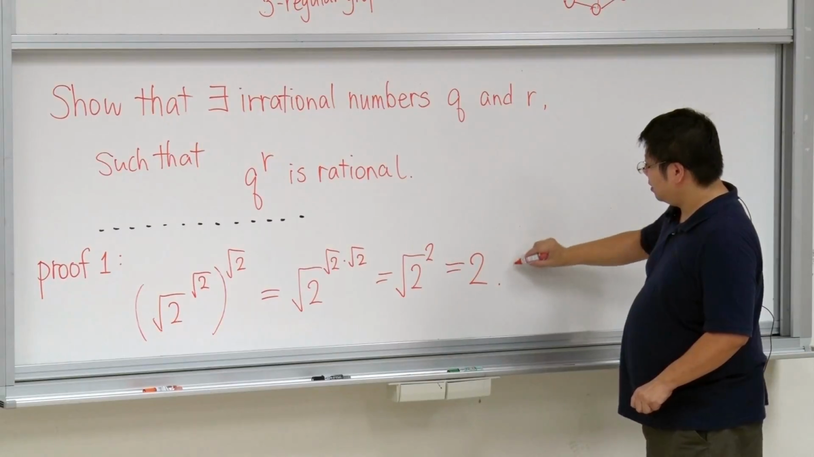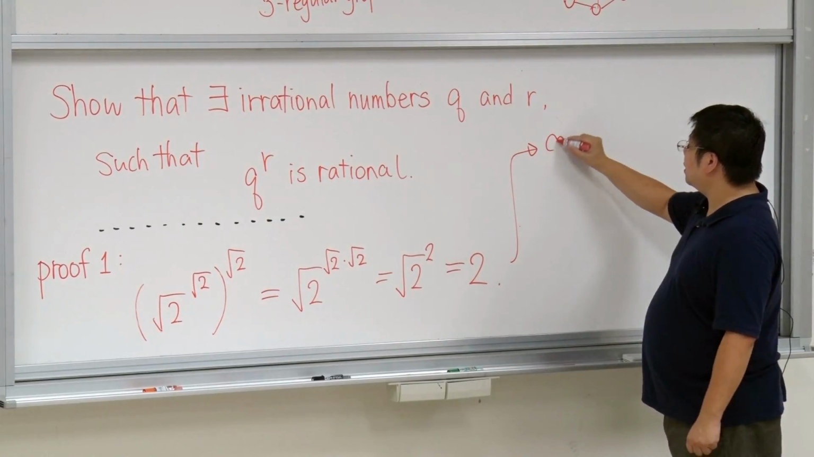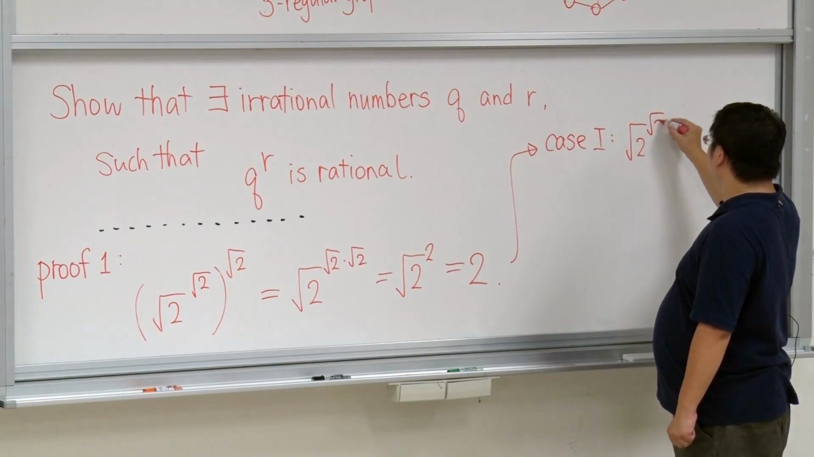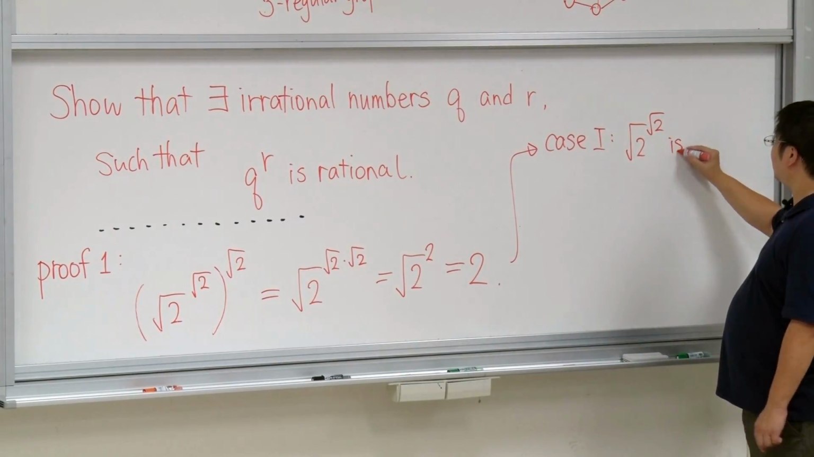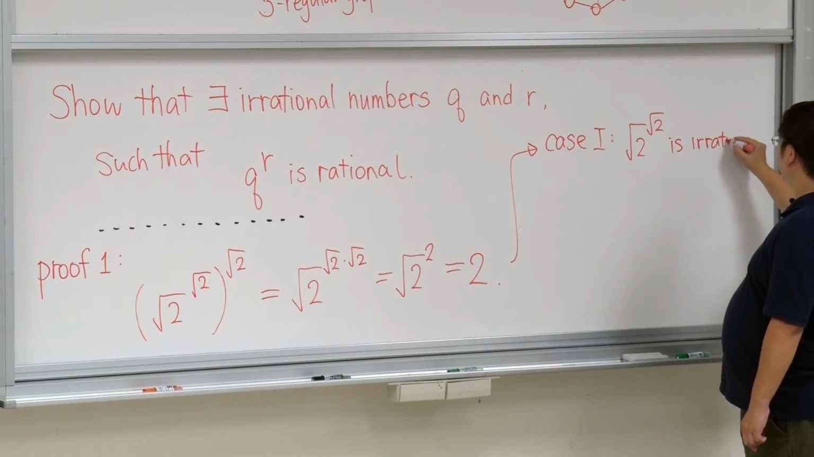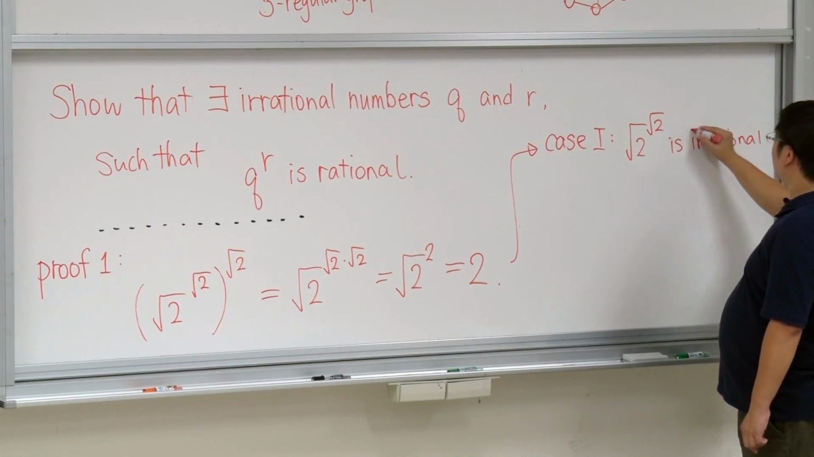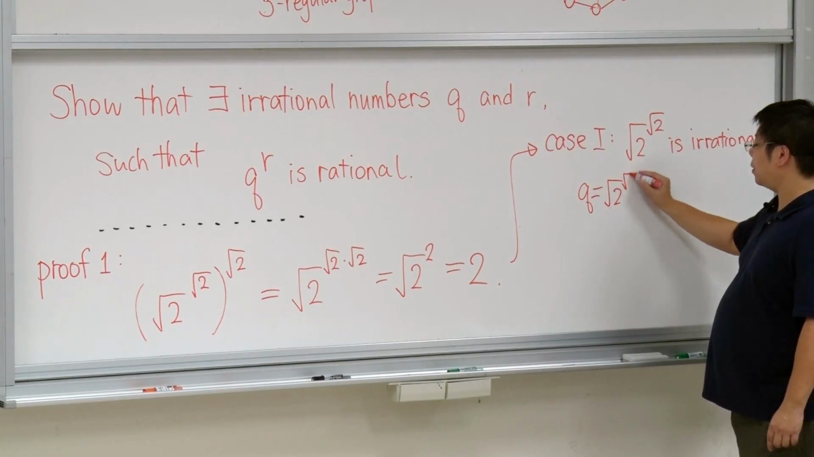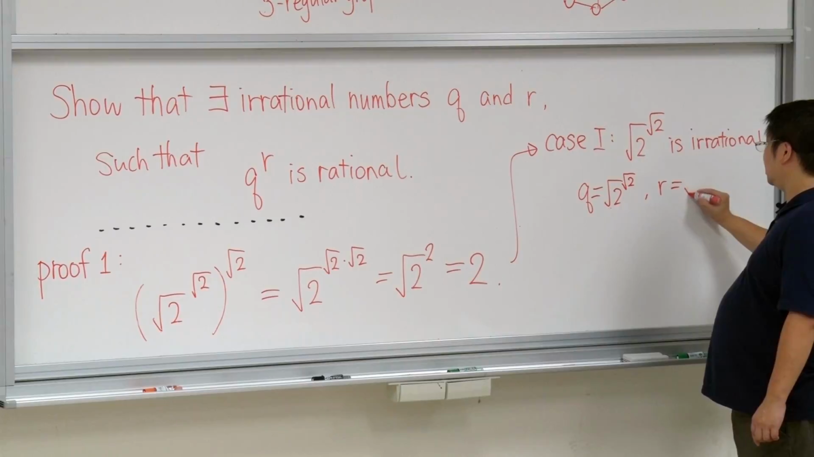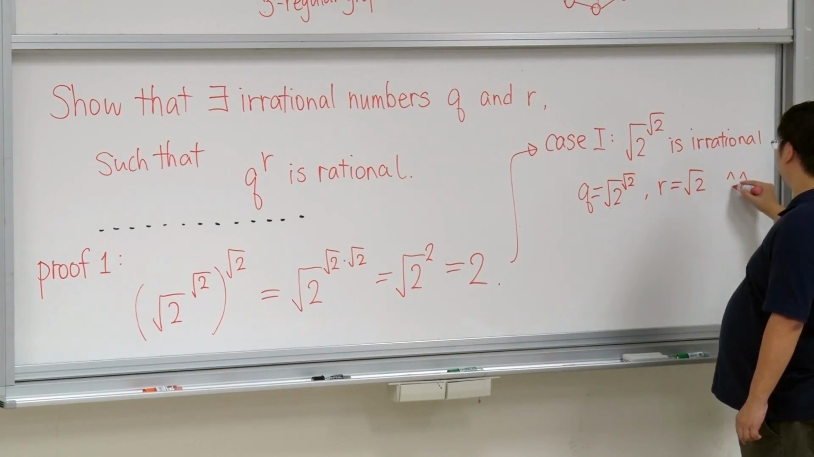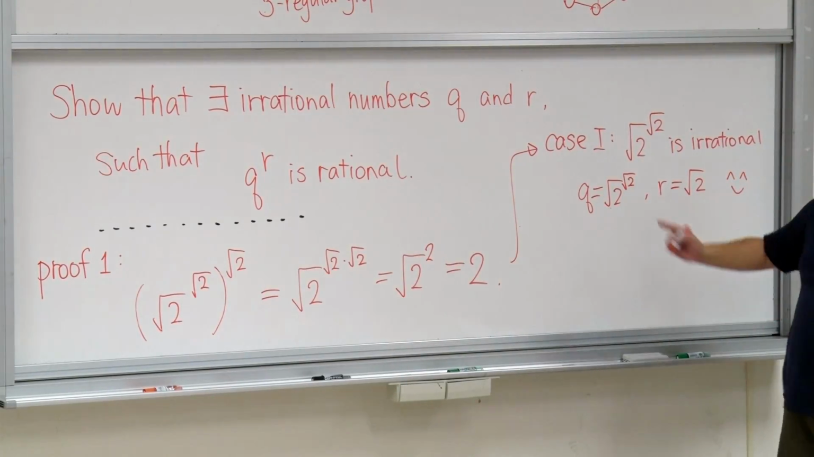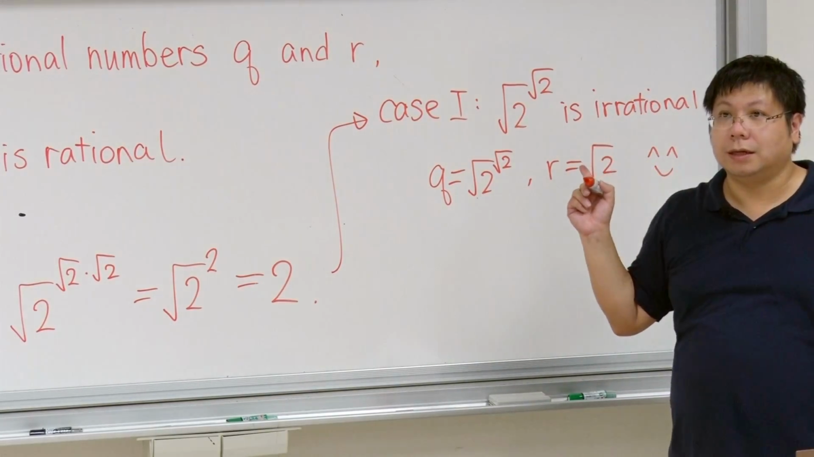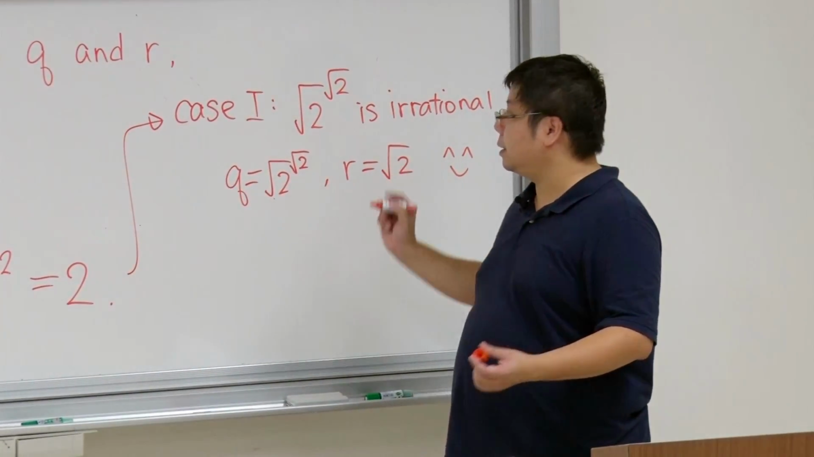Now, so there are two cases. Case 1, square root 2 to the power square root 2 is irrational. Then in this case, we are happy because we set Q to be square root 2 to the power square root 2, and we set R to be square root 2. And we are very happy, because we have Q to the power R is rational, and each part is irrational.